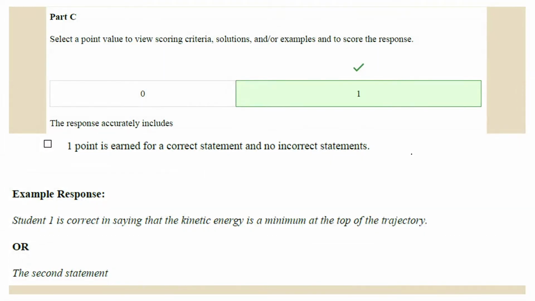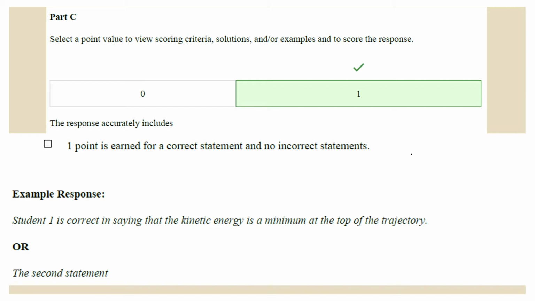Notice the scoring guide says for a correct statement and no incorrect statement. And notice here, not only could you have written student one is correct in saying blah, blah, blah, and literally just quoting them, they let you get away here with just saying the second statement. Let's be clear. I am not advising you to do this. I think you should say student one is correct in saying, and then write what they said.